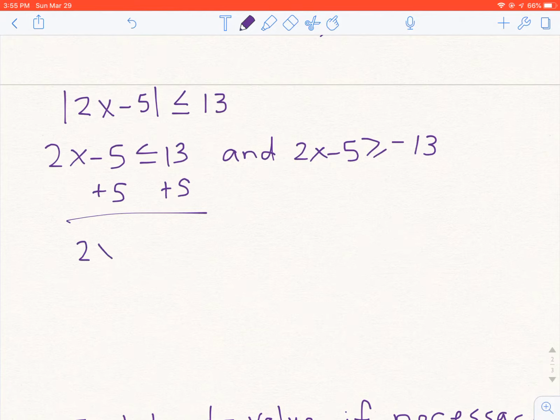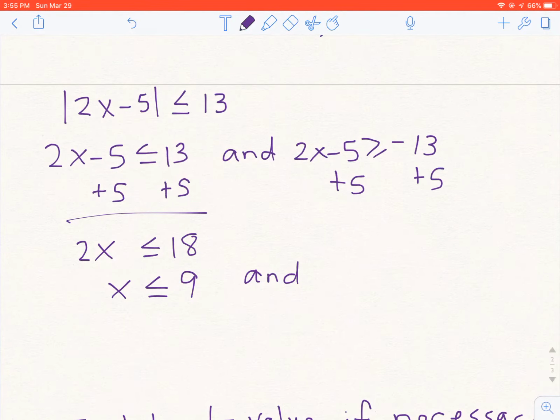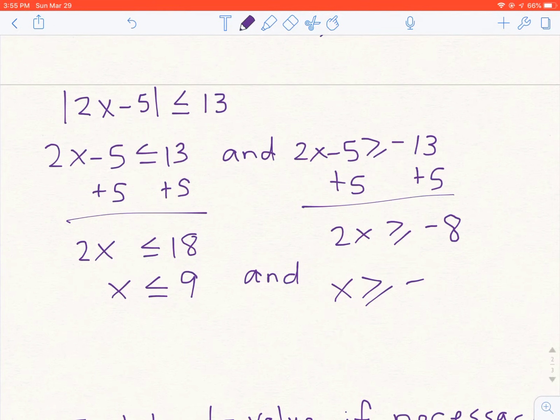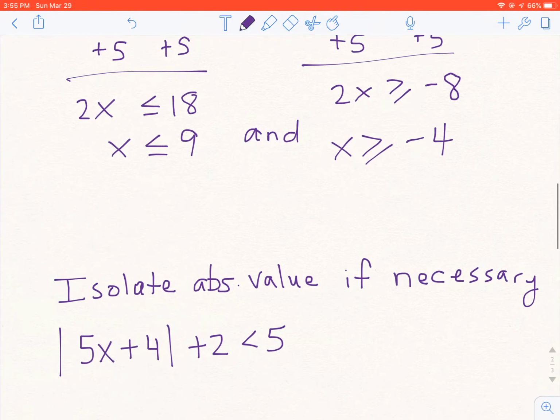So 2x is less than or equal to 18. So divide by 2, x is less than or equal to 9. And I add 5 over here. 2x is greater than or equal to, what is that, -8? Yeah. Divide by 2, so x is greater than or equal to -4, sorry.